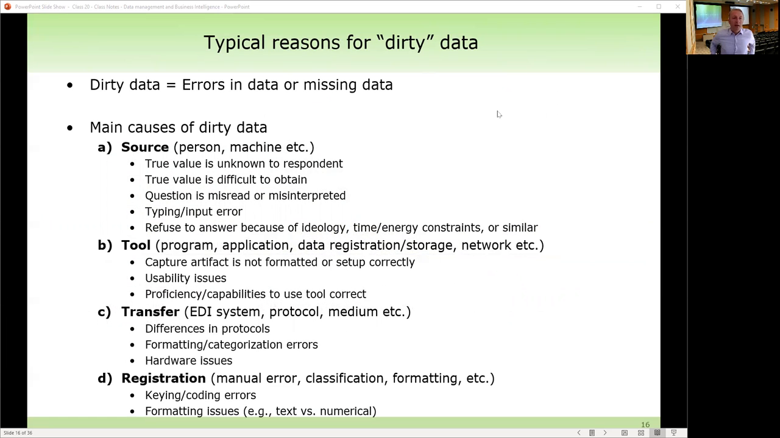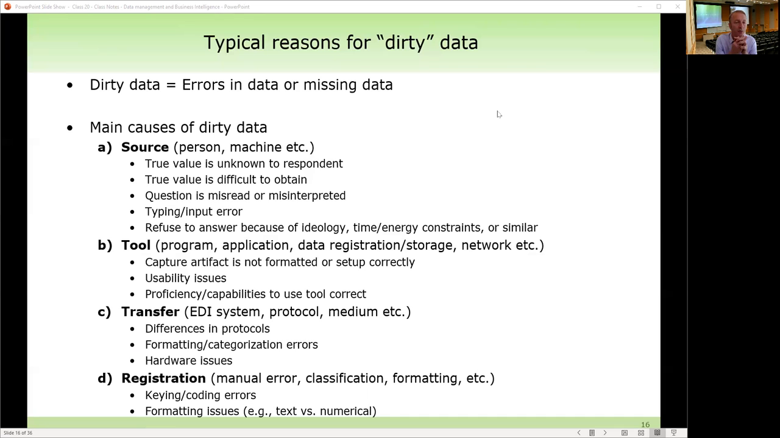Why do we have dirty data? Well, there could be many reasons for why data gets dirty, but typically we are talking about errors in the data or missing data. So those are the two major types of dirty data. Why we have it? Well, it can arise at different locations. We normally talk about 4 types of causes. So it can be because of the source, the person or machine that is producing the data. For instance, if it's a survey, it could be that we ask someone about something, but the true value is unknown to whoever is answering that question.